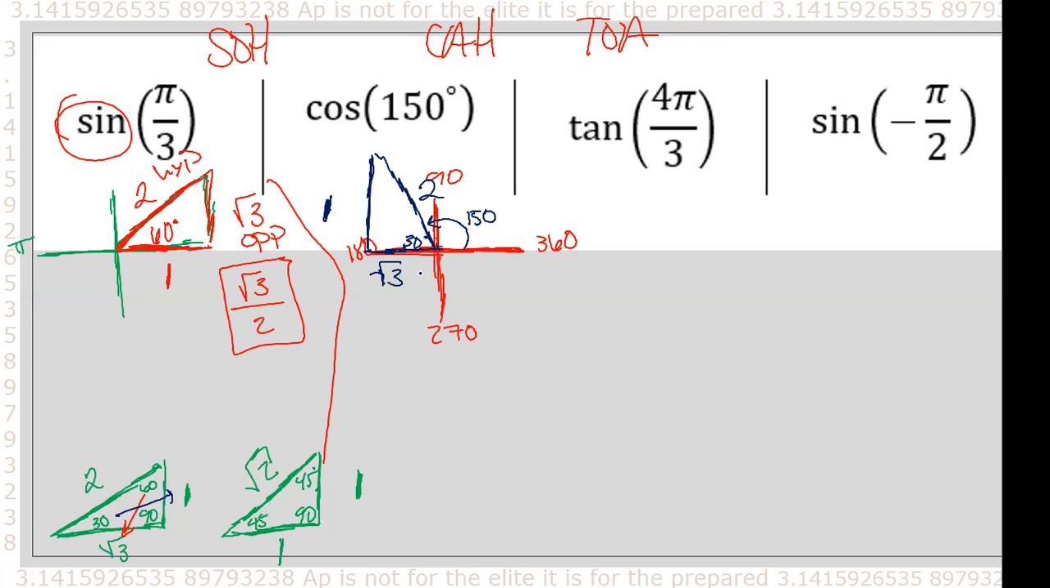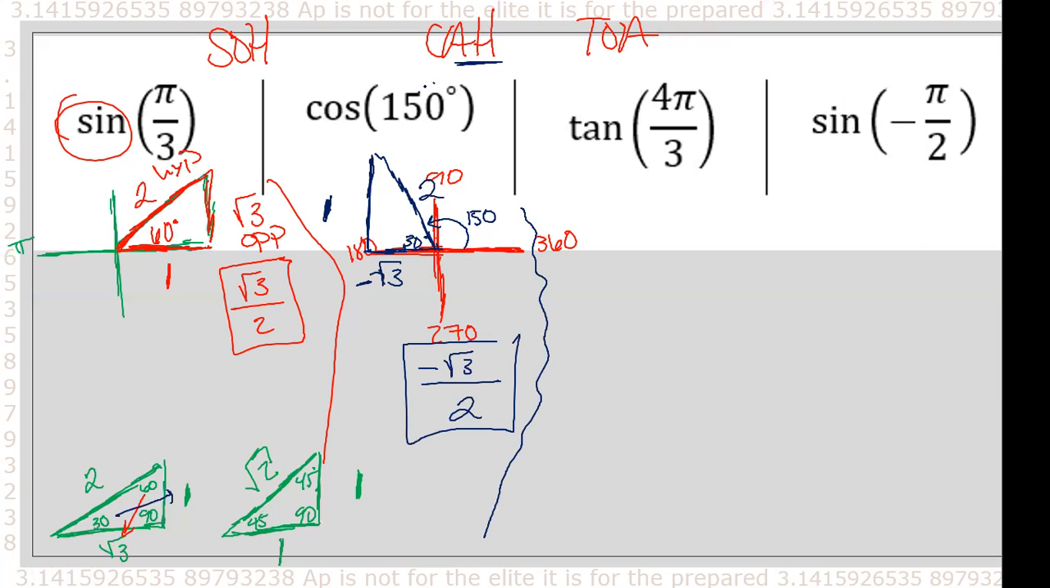Keep in mind, cosine in quadrant 2 is negative. So I'm going to go ahead and have a negative square root of 3. Okay, so according to this, we're doing cosine, which is my adjacent side, negative square root of 3, divided by my hypotenuse, which is 2. Okay, alrighty, let's go ahead and try the next ones.